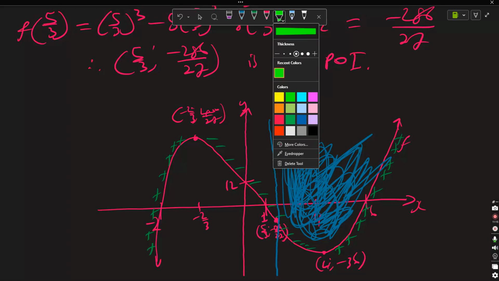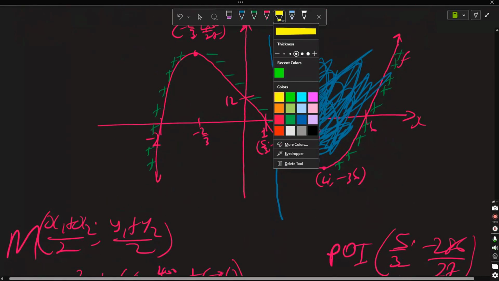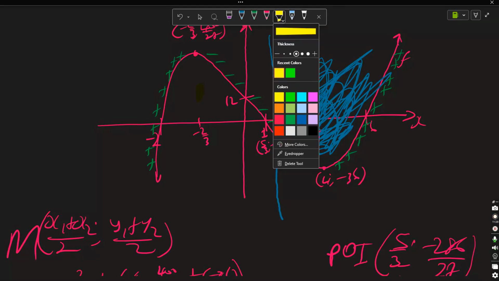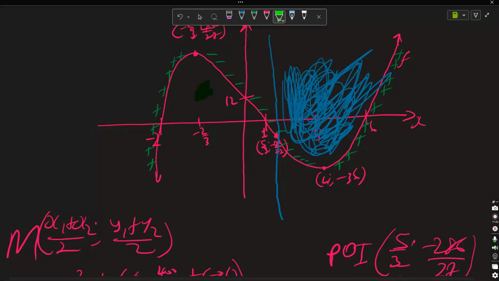Yes. So before 5 over 3, the graph is concave down, as you can see here. Let's use a highlighter this time around. Okay, let's just stick to the green one. So you can see now here, the graph is actually facing down, right? It's actually facing down.